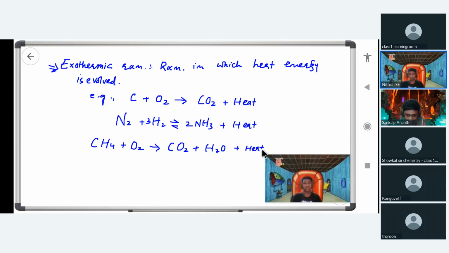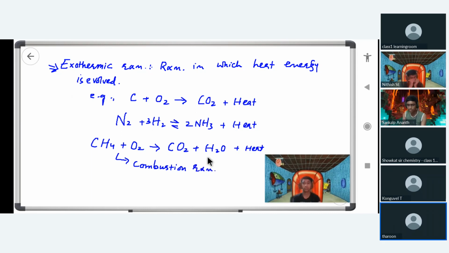No, wait. Sorry, this is not. It's not a neutralization; it is a combustion reaction. CO2 is not a salt. If it were a salt, it would be a neutralization. So this is your combustion reaction.